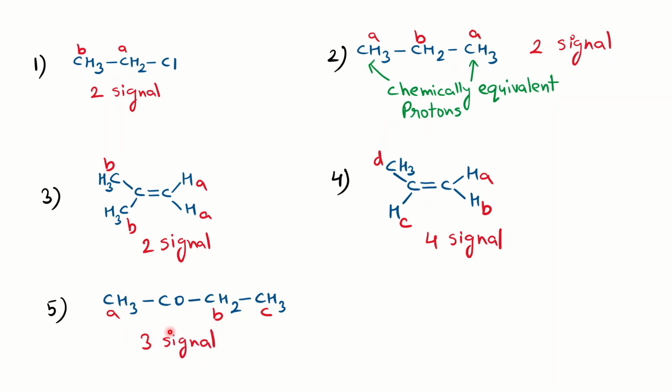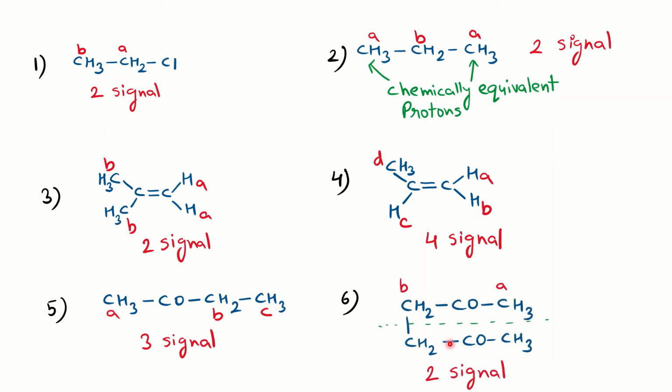In this problem, you have three different sets of protons, and you can notice all three are chemically non-equivalent. The two methyls: one methyl is in the environment of carbonyl, the other methyl is in the environment of CH2. So the two methyls are chemically non-equivalent and will give you separate signals. So 1, 2, 3, total 3 signals will be there.